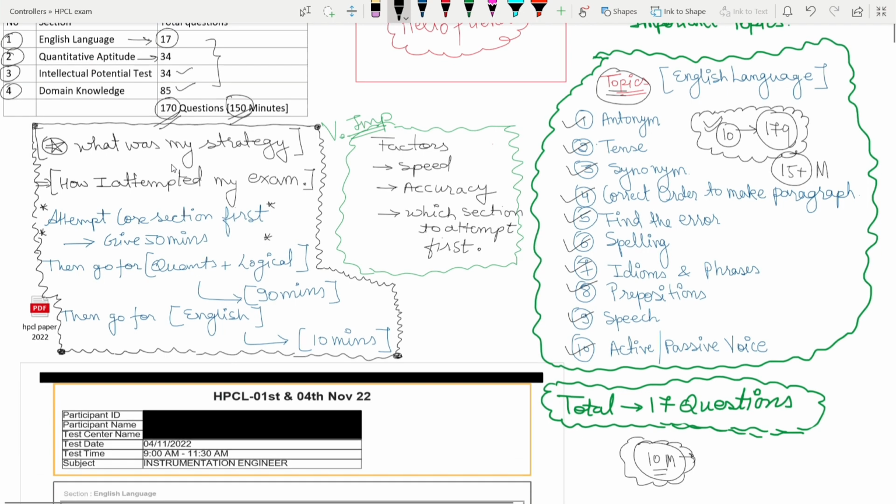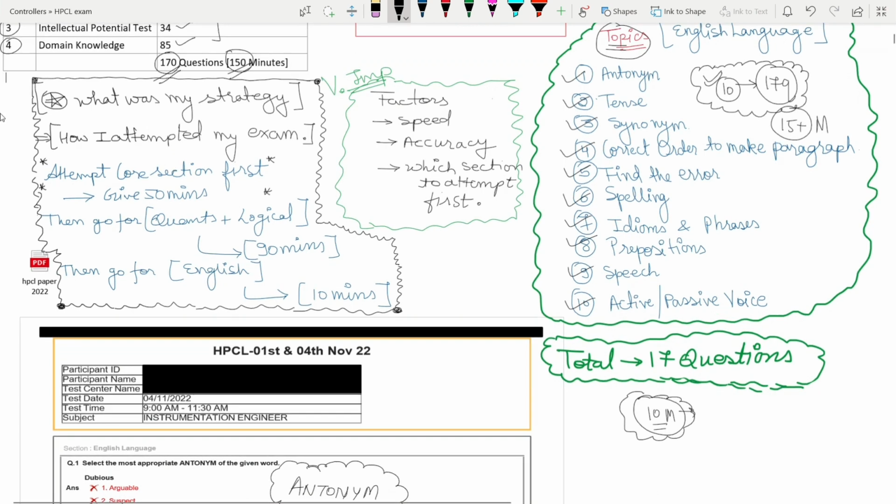Okay, so here is what I have written, which was my strategy in writing this exam. So how I attended the exam, like I attempted it on 4th November. First of all, I attempted the core section, and the core section was not so difficult or lengthy. So you can just complete the 85 questions in 50 minutes itself. You have to read the question and take the correct answer, like that only. The questions were like that in case of the core section.